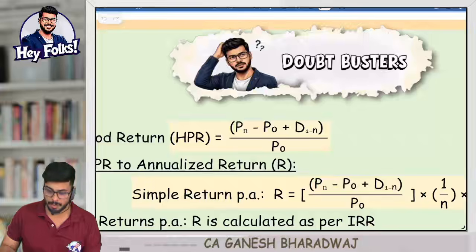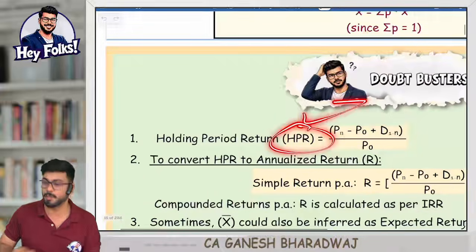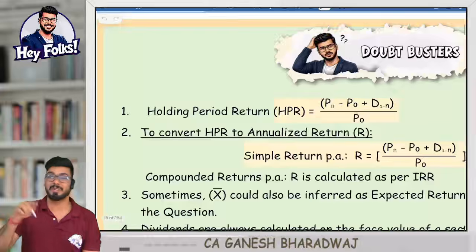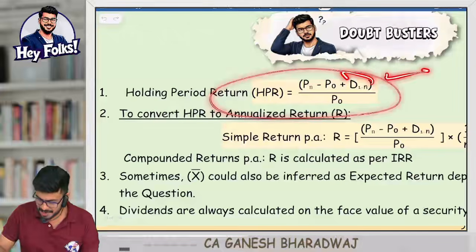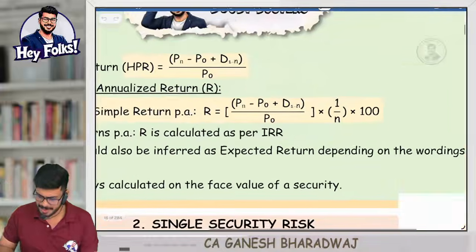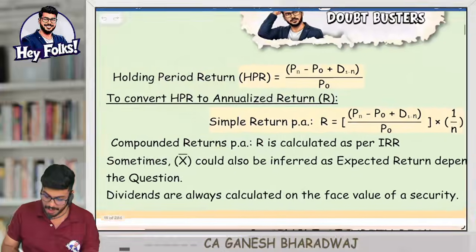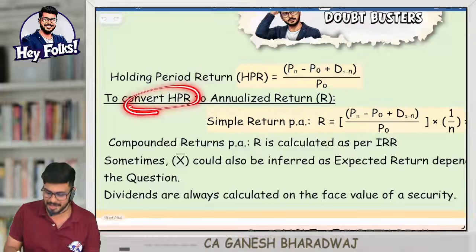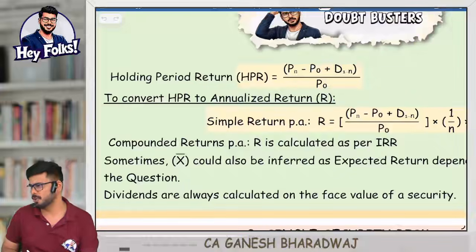Now, if they have given the holding period return in the question, and they are asking you to calculate the per annum return, very simple, no? If this is the overall holding period return for 2 years, per annum, how much is it going to be? Multiply by 1 by 2. That's what we have: 1 by n into 100. So this is how to convert the holding period return to an annualized return. Is this clear, guys? Are you all able to understand?